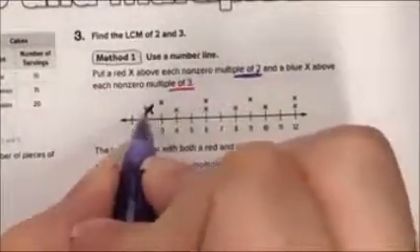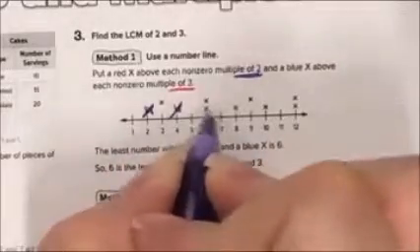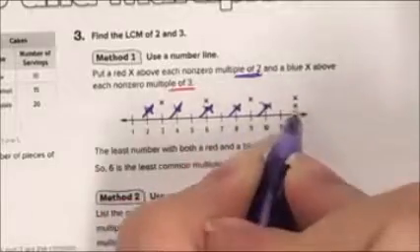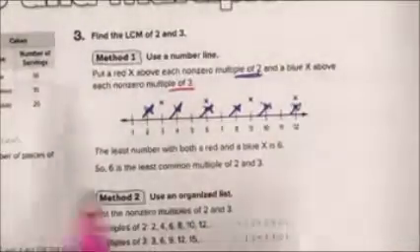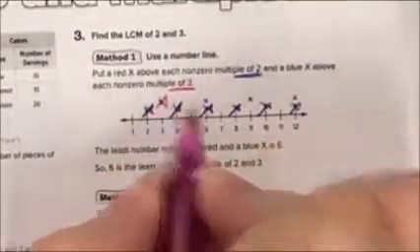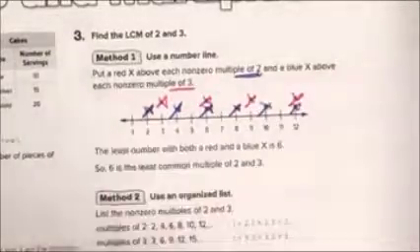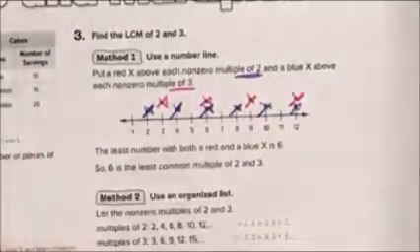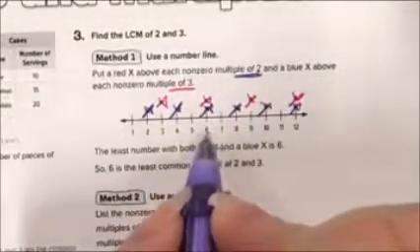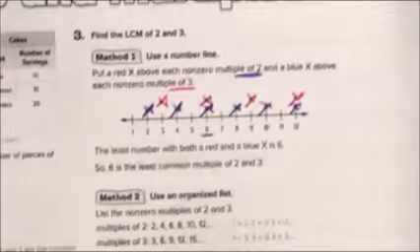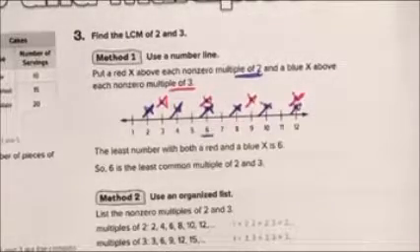I'm going to use pink for 3's. So I have 2, 4, 6, 8, 10, 12. I'm going to do the same thing for 3's. I have 3, 6, 9, 12. The least one they have in common, where both X's are there, is 6. So the least common multiple is 6 for 2 and 3.